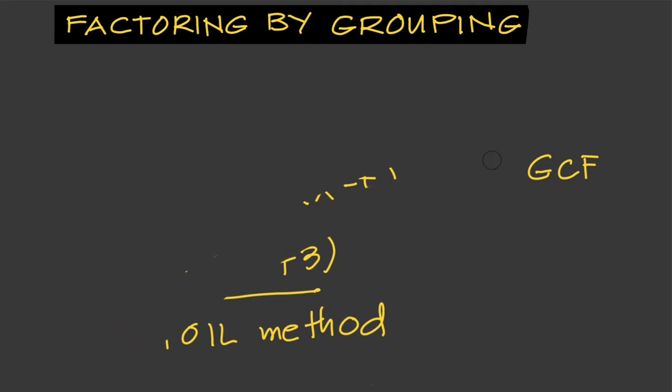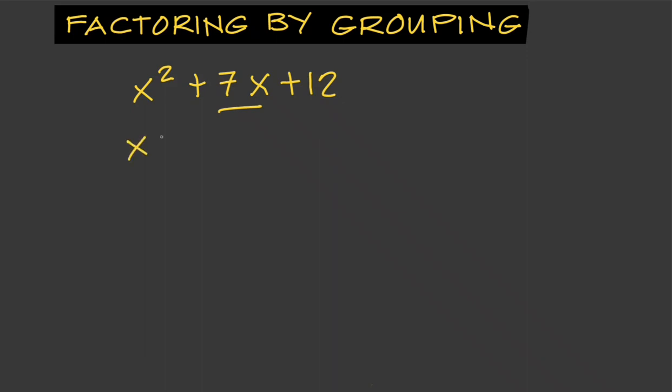What if we're given a polynomial that has 3 terms? Say we're given x squared plus 7x plus 12. So how are we going to group this? Oh, we can split the middle term into 2. So let's say we can write 7x as 4x plus 3x, because 4x plus 3x is just equal to 7x, and now we can group this polynomial into 2 halves.